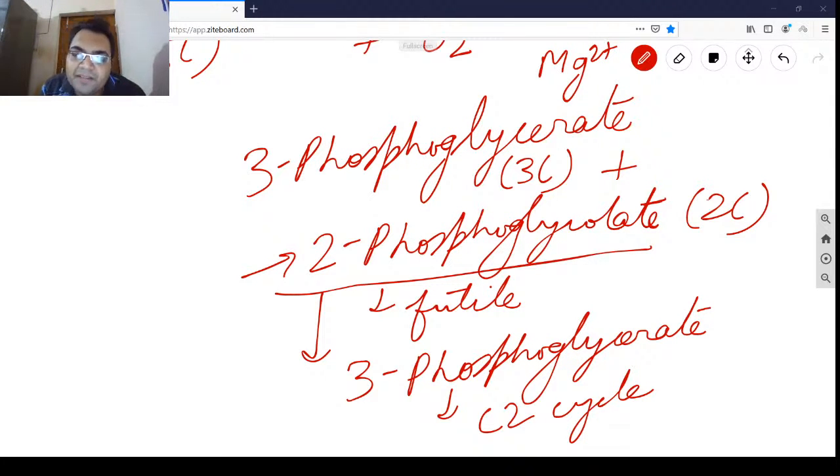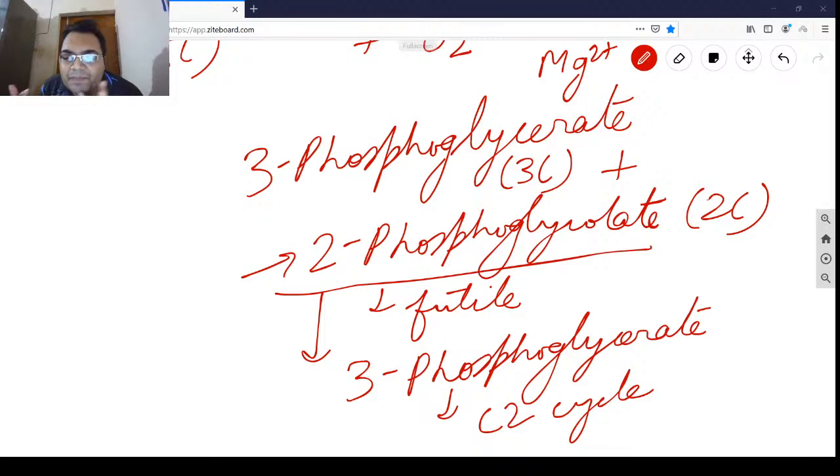But the plant has nothing to escape this. It has to go for this reaction, so that is what it does. I'll just show you. You don't need to remember this salvage pathway. The salvage pathway of phosphoglycolate is also known as the glycolate pathway. The C2 cycle is also known as the glycolate pathway.